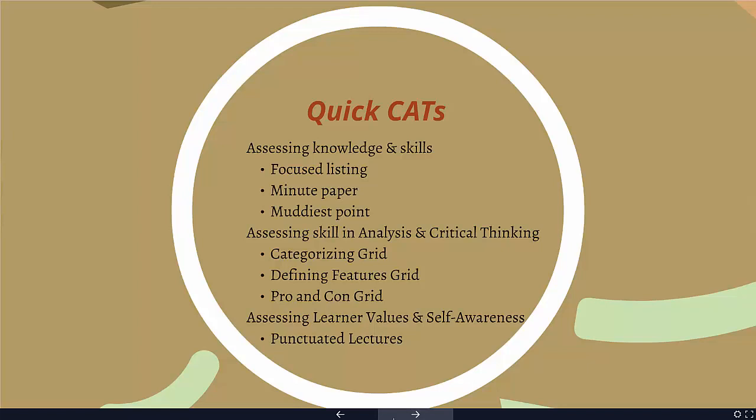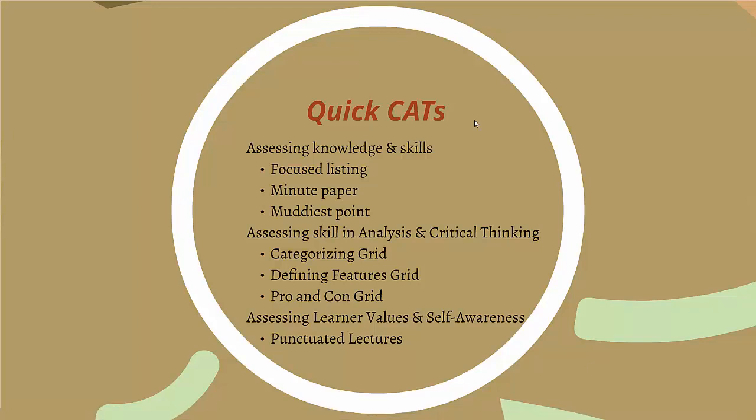Other quick assessment techniques include focused listening, where students are told after a lecture, "Tell me the important points about this topic that we just covered." Or to assess skills in analysis and critical thinking, a categorizing grid, defining features grid, or pros and cons grid might be used. A categorizing grid has students do some type of matching. Defining features has them identify if those features are or are not within a particular topic.